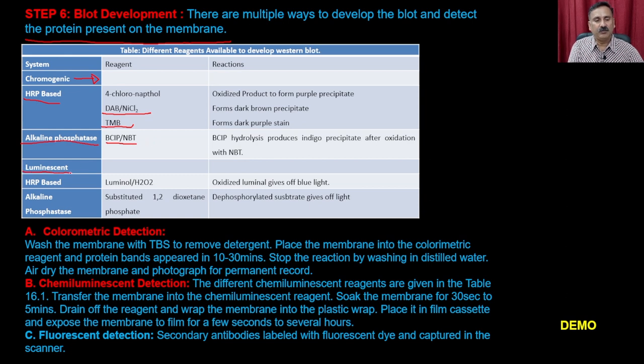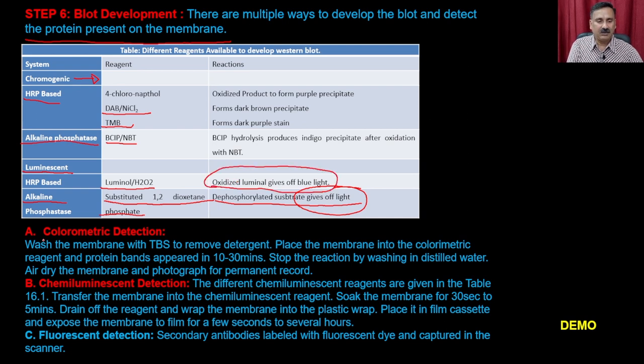If you want to use luminescence as the readout, then for HRP you can use the luminol and H2O2 system. Whereas for alkaline phosphatase, you can use a substituted 1,2-dioxetane phosphate, and the dephosphorylated substrate gives off light. Similarly, in the luminol system, luminol oxidation is going to give you blue light.